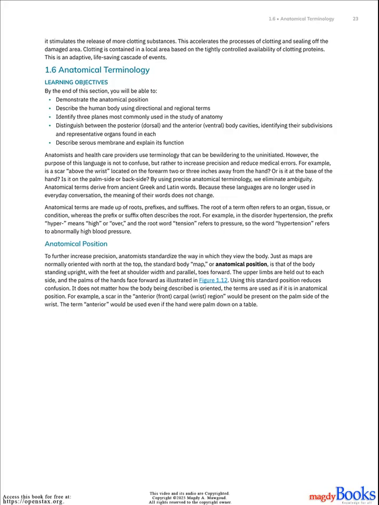Section 1.6, Anatomical Terminology. Learning Objectives. By the end of this section, you will be able to: 1. Demonstrate the anatomical position. 2. Describe the human body using directional and regional terms. 3. Identify 3 planes most commonly used in the study of anatomy. 4. Distinguish between the posterior (dorsal) and the anterior (ventral) body cavities, identifying their subdivisions and representative organs found in each. 5. Describe serous membrane and explain its function.